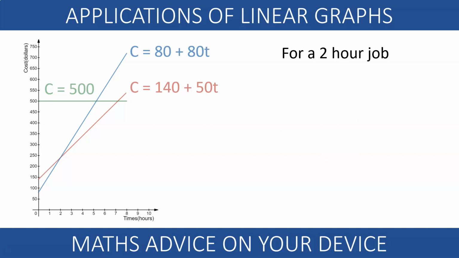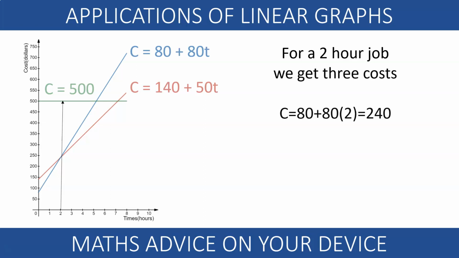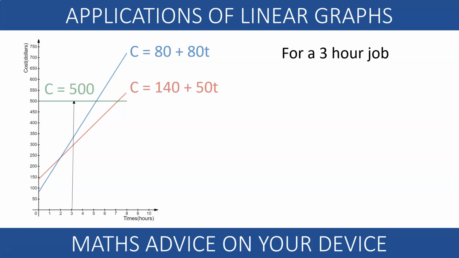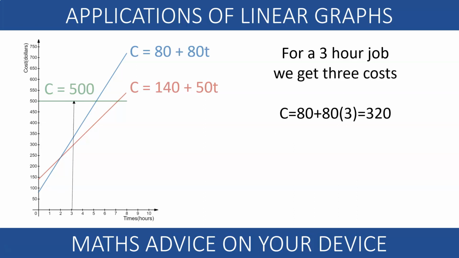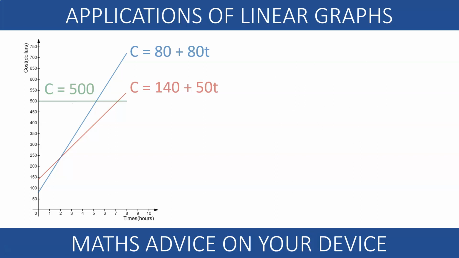If instead of 1 hour it takes 2 hours to fix Batman's car, by plugging t equals 2, we obtain $240, and $500. We could continue to do this for any values, but it would take far too long. We are going to solve a pair of simultaneous equations to find the points of intersection.